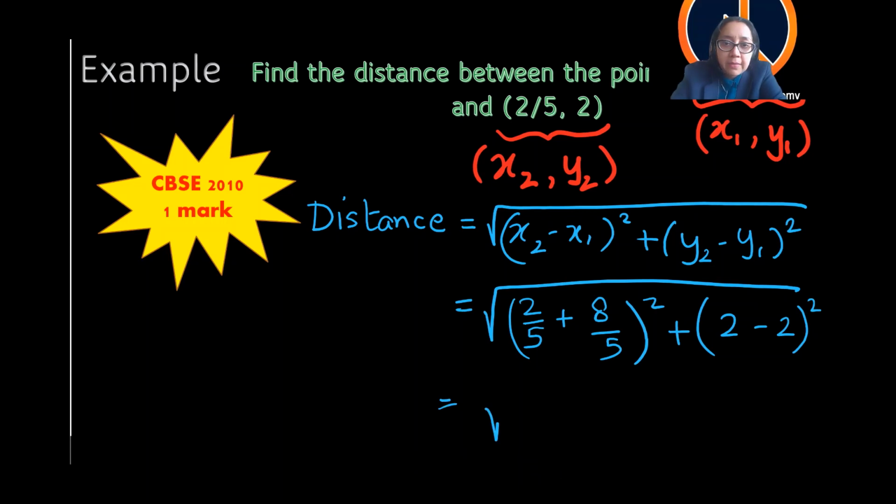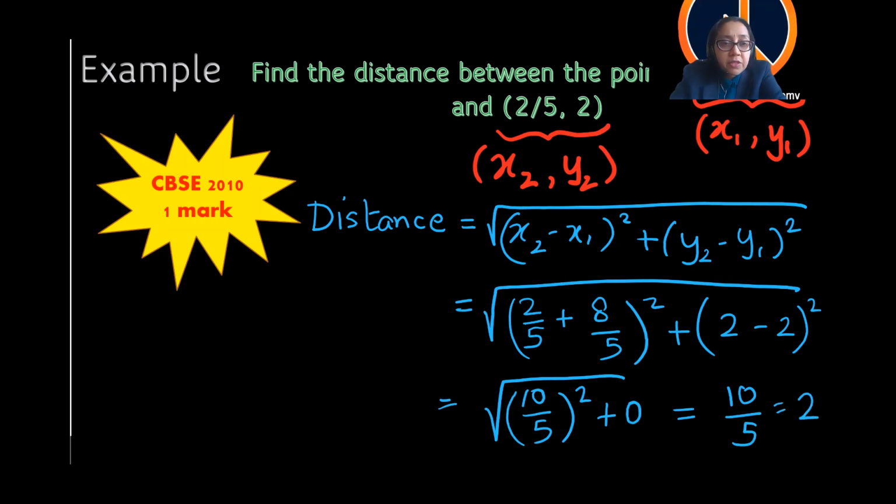So the second part becomes 0 and this comes to 10 by 5 the whole square, which becomes 10 upon 5, which is 2. So this 2 units is the distance between these two particular points within the Cartesian system. Okay, so this is how we can calculate.